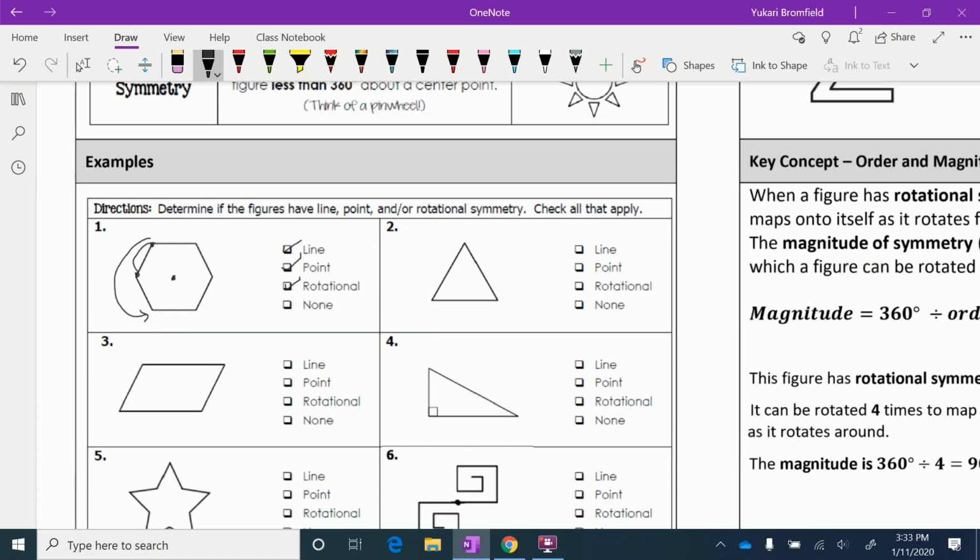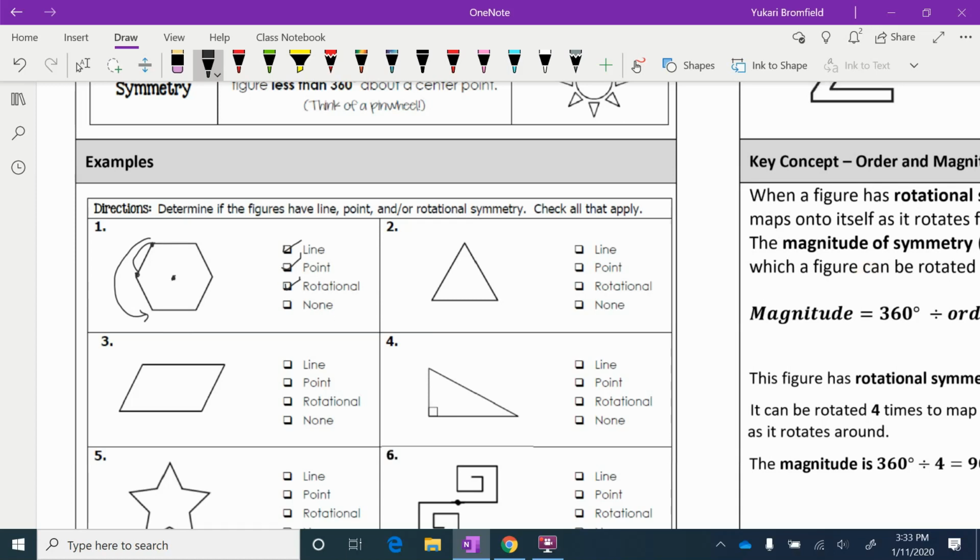And if you have a difficult time seeing the rotation, what I would suggest is to get a little piece of wax paper and just trace the figure and see if you rotate it by a certain amount, you can still put that shape back onto the original drawing. If you can do that, then it will have a rotational symmetry. Okay? All right, so number 2.